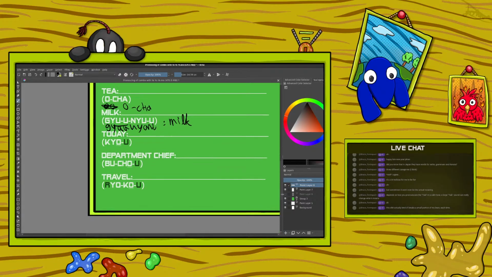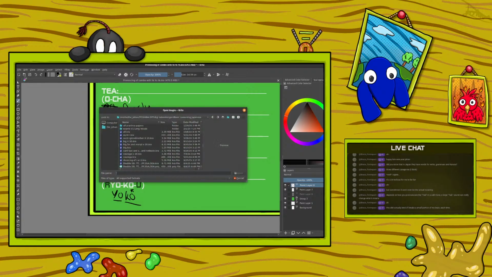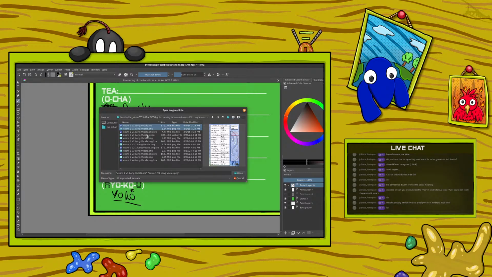For instance, on this one, today, it says Kyo, Kyo, because the O is long. There is a long O in it. So it's Kyo. And Bucho. It's not Bu, it's Bucho. That means department chief. And travel is, of course, Ryoko. Yeah, Ryoko, because there is a long O. That's why I made that exclamation mark, and I translated that back in the new ones as well. Let me see where it is. Because I needed to know if I pronounce something correctly. Because that makes a lot of difference.